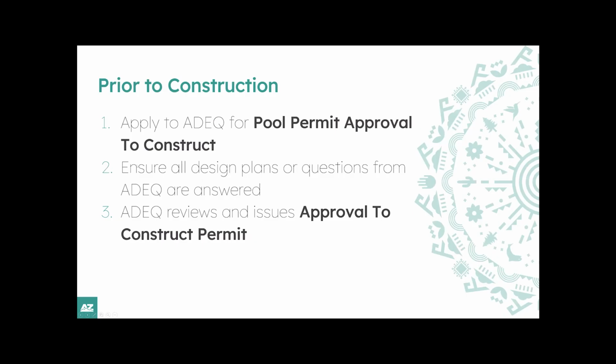Now, once you figure out that you need a permit, there are some prior things you got to do. You got to apply for the permit with us, ensure all the design plans and questions from ADEQ are answered, and then once we review and approve, we will issue you an approval to construct permit. So you can have approval to construct. You can't operate it yet, or discharge, or keep flows. That happens after the fact, after it's all been constructed, and you have 2 years from the date of issuance of the approval to construct permit, called an ATC, to construct that said pool.